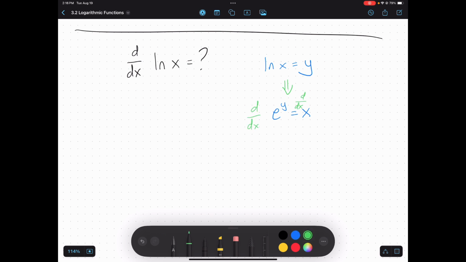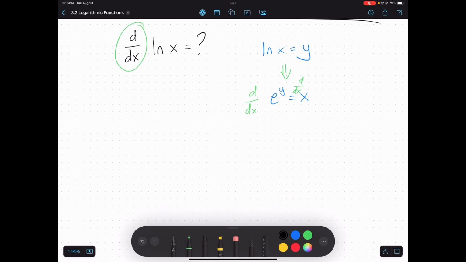Notice we're still taking the derivative in terms of x, right? Based off of this, we're taking the derivative in terms of x, which means the right side is really easy. What's the derivative of just x? The derivative is just 1. But the left side requires implicit differentiation, what we learned about in 2.8. What's the derivative of e to the y?